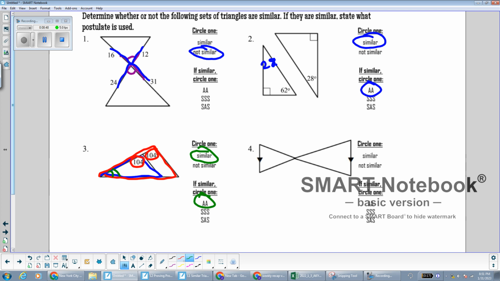Here we have parallel lines. When we have parallel lines, I like to highlight them, and I like to highlight the transversal that intersects. Then we see that we have a letter Z, and in the corners of the letter Z, we have alternate interior angles. They're inside the parallel lines on different sides of the transversal. And alternate interior angles are congruent when we have parallel lines cut by a transversal. And these angles are vertical angles, so they are congruent to each other. So the triangles are similar by AA.